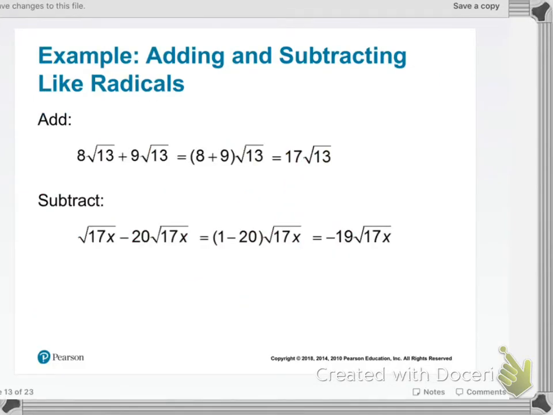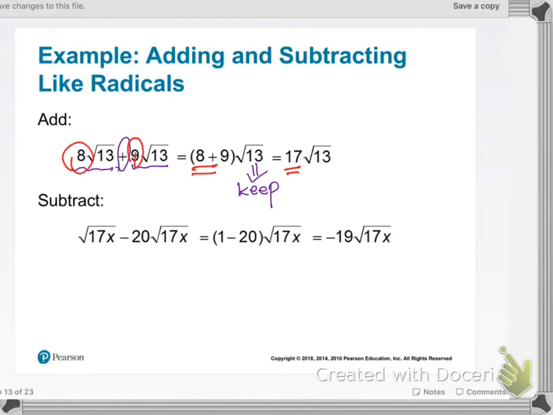Now if you have two like radicals, say 8 radical 13 and 9 radical 13, when you add them, the addition really means you keep the common radical, square root of 13, and then add the whole number part. Here we have 8 plus 9, 17.